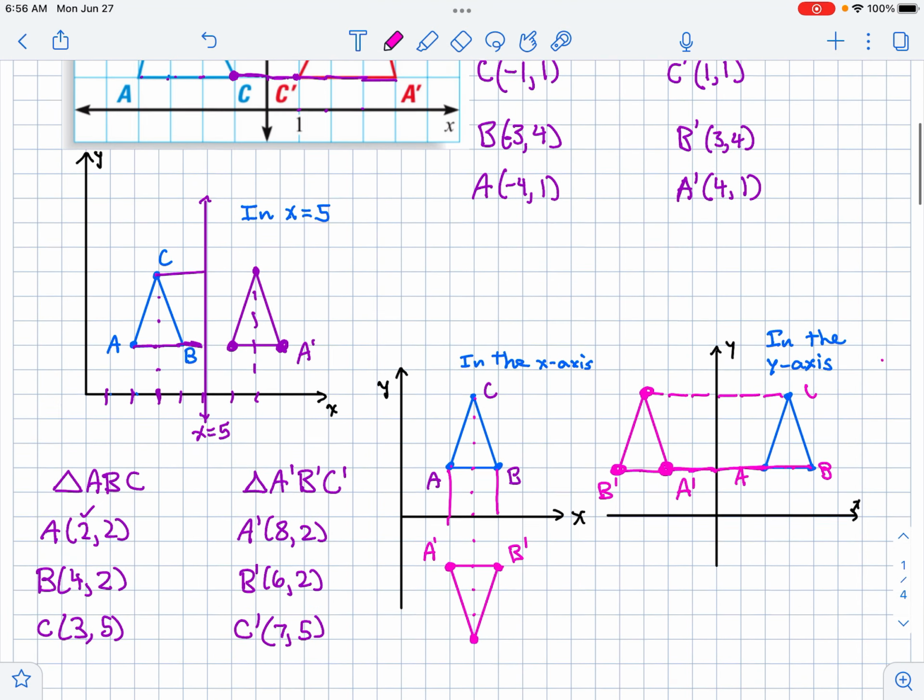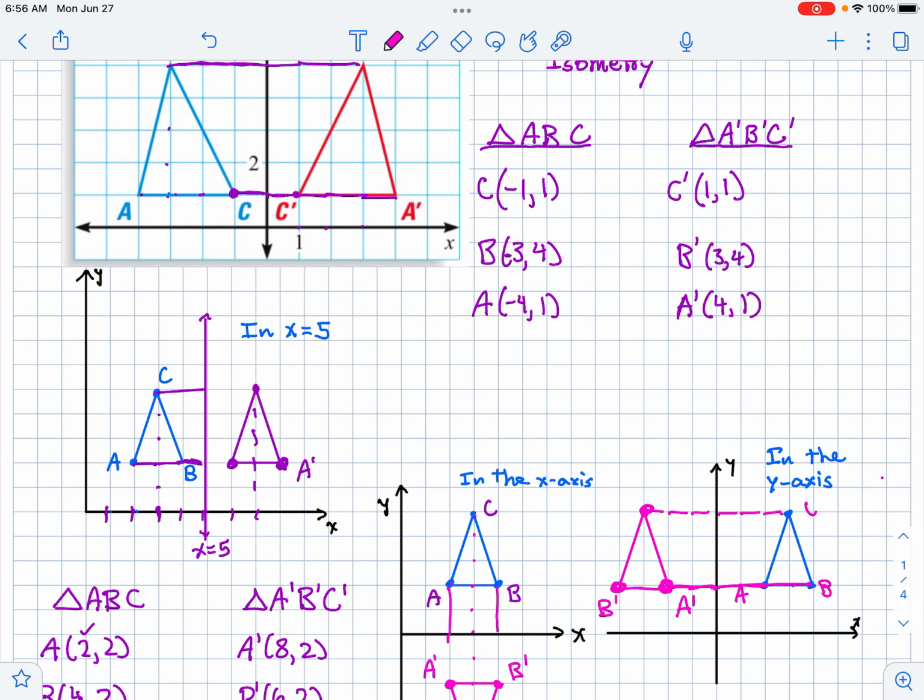So notice we were reflecting, and in reflecting you have the pre-image, which is what you start with. And then you have the line of reflection, this right here.